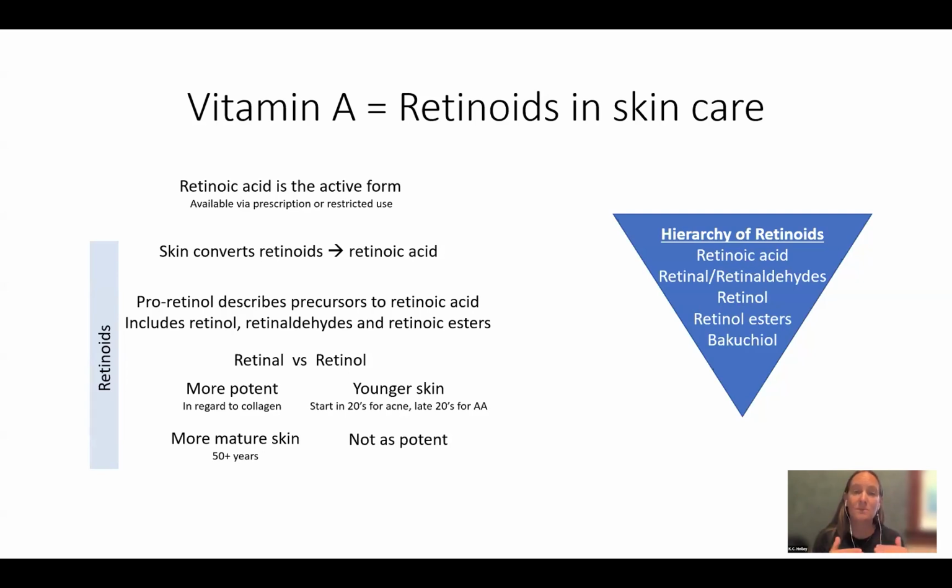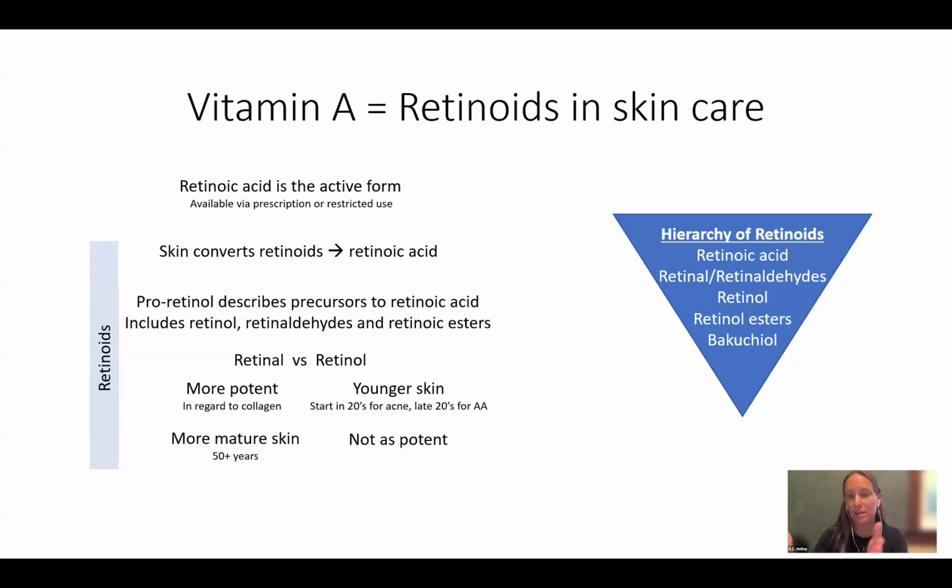So in the cosmetic industry, ingredients like retinol, retinaldehydes with an A, retinal, retinol esters and bakuchiol are all ingredients that you will see in cosmetic products, and they're all retinoids, but each of these has to be converted into retinoic acid by your skin in order for it to have any benefits there.